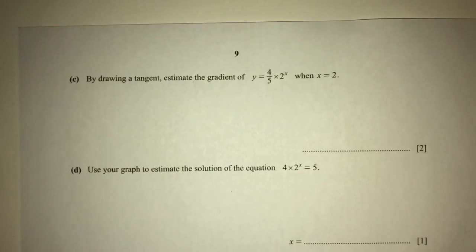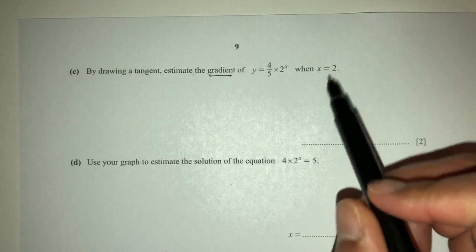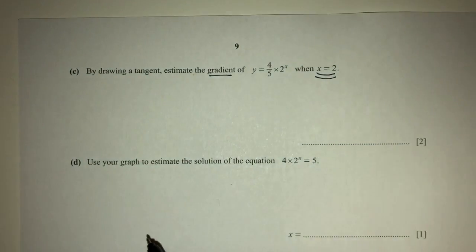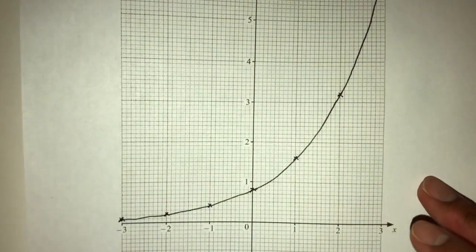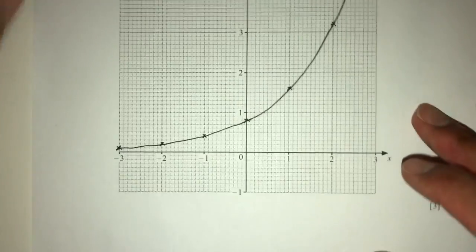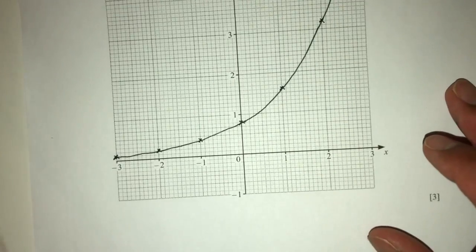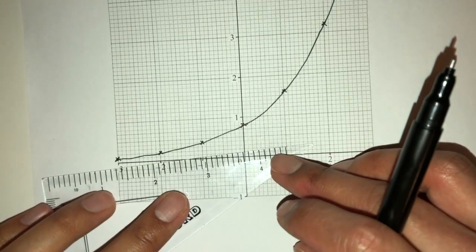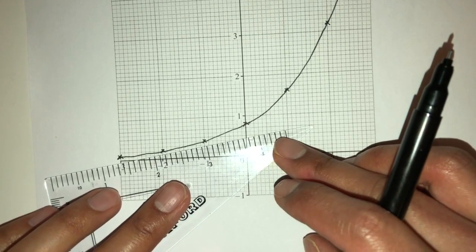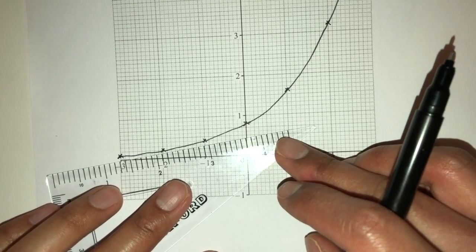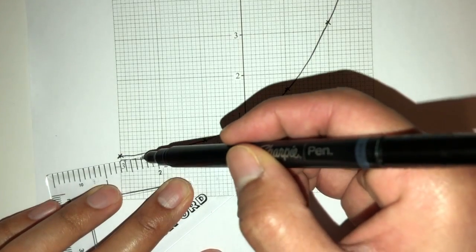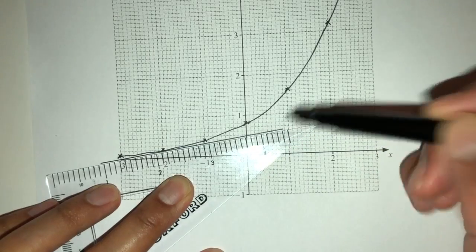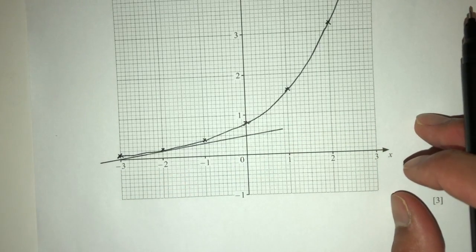Now let's move on to part C of the question. So by drawing a tangent, we have to estimate the gradient when x equal to 2. So pretty easy. Go back to x equal to 2 on the graph, which is this point. So here we have to draw a tangent. Our tangent is a line that touches the graph at this one point. So let's try your best to draw the line. So for example, here I will have something like this. This is my tangent. Your tangent may be a bit different, but you get the idea.